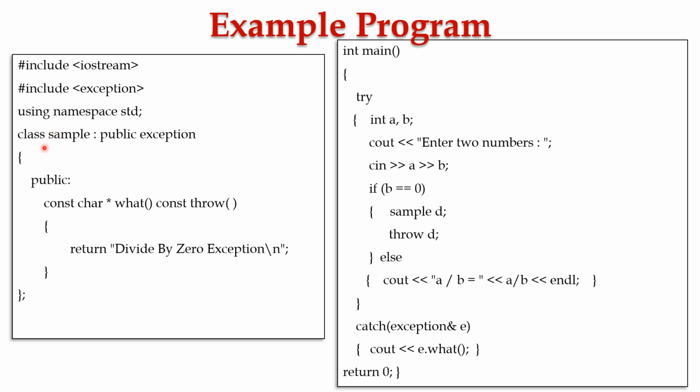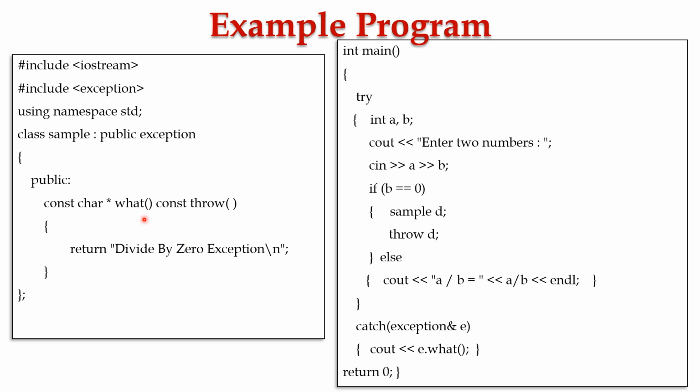The next is class sample : public exception. Here we have defined the user-defined exception class named sample, which is derived from the standard class exception. Inside the class, we have overridden the what function from the base class exception. It returns a pointer to a constant character message, divide by 0 exception.